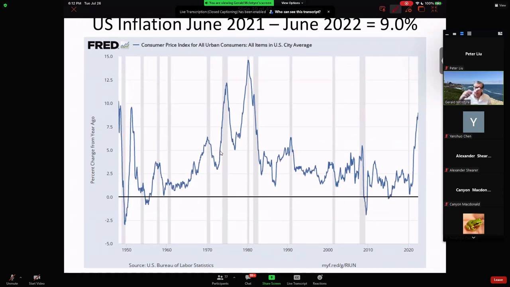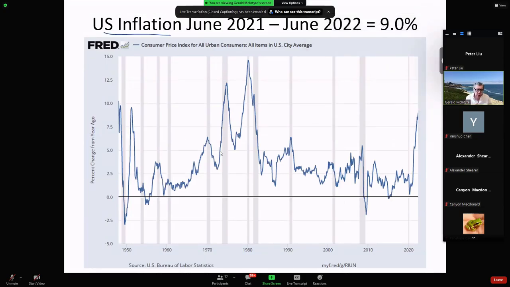Next, the inflation rate. The inflation rate, recall, is the percentage change. U.S. CPI inflation is equal to the percentage change in the consumer price index from June of 2021 to June of 2022. That percentage change was 9% right here. That's the highest on record, going back to 1981, so 40 years.